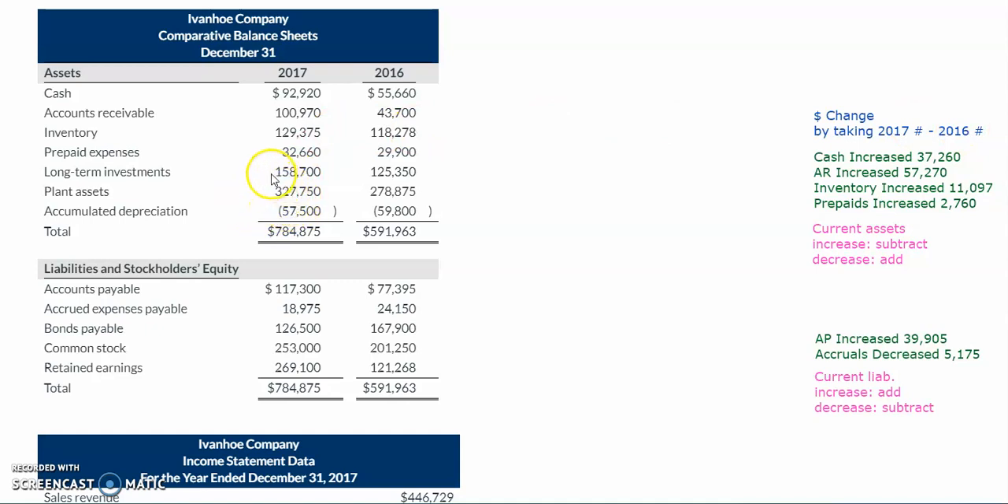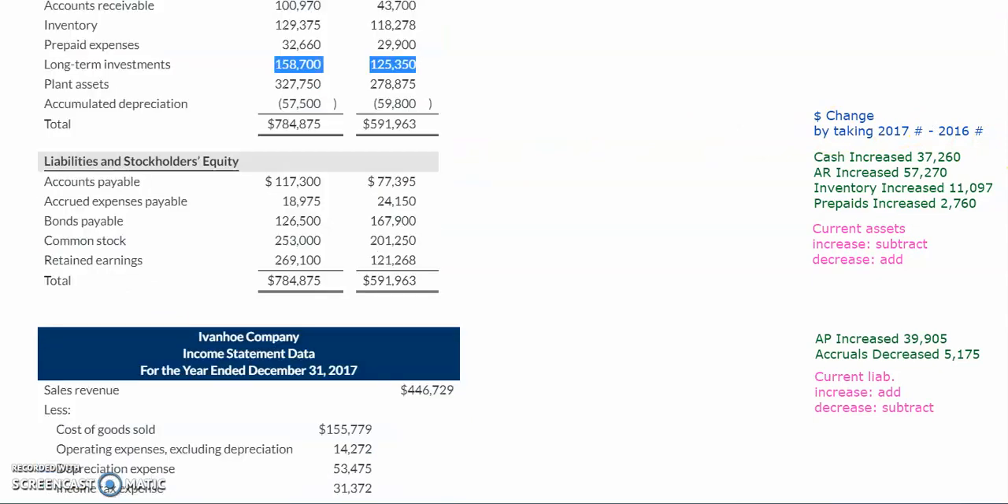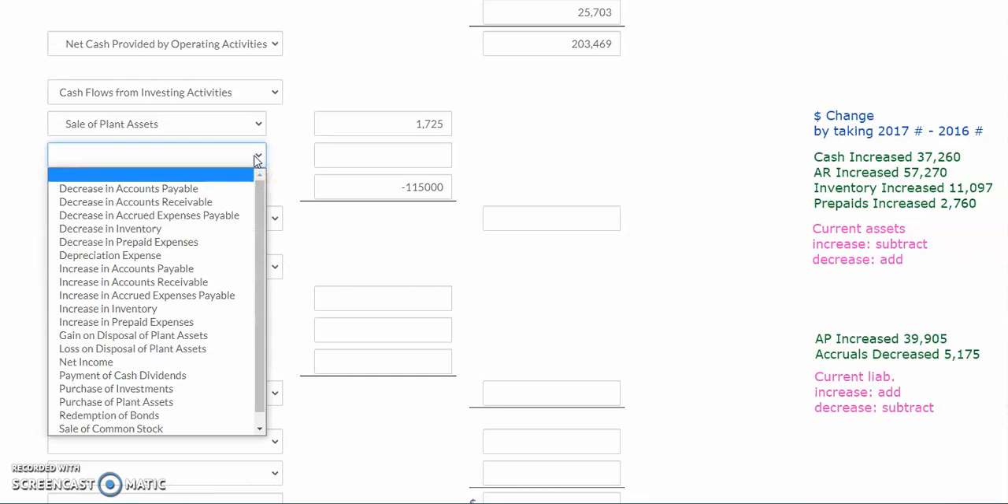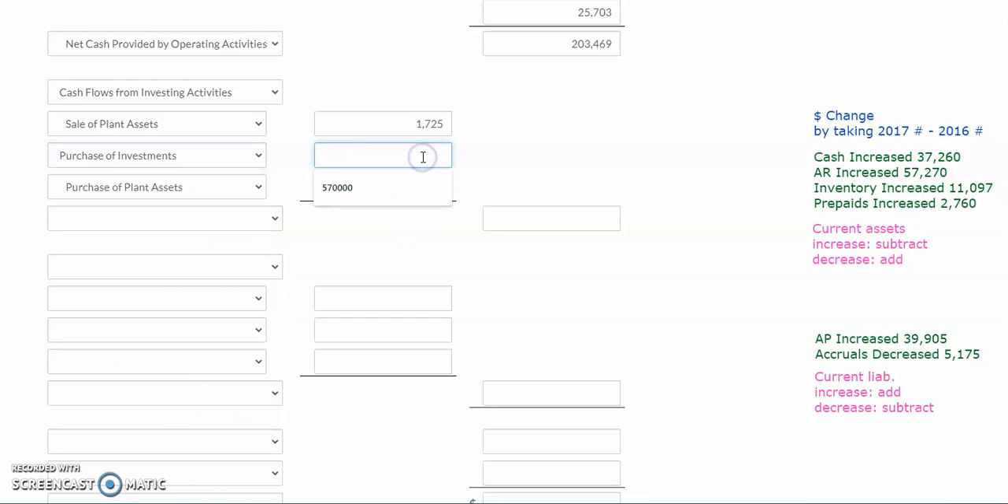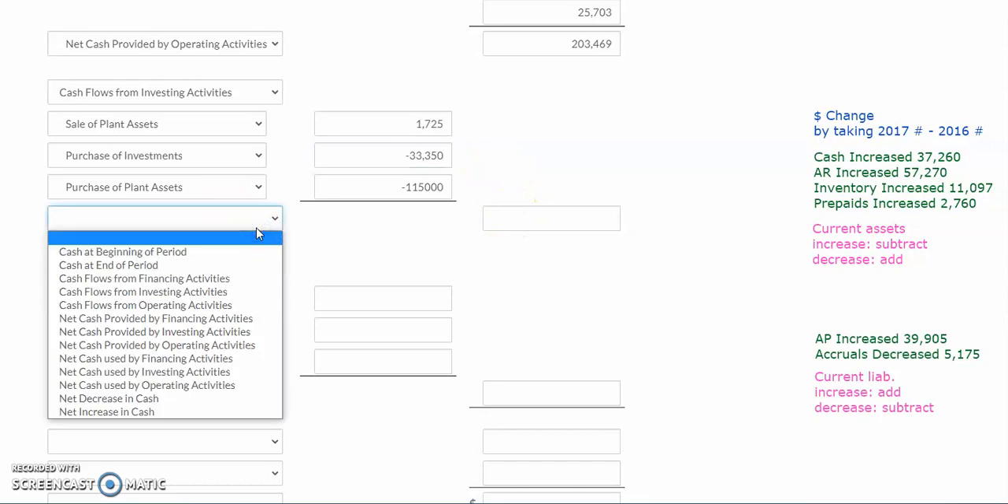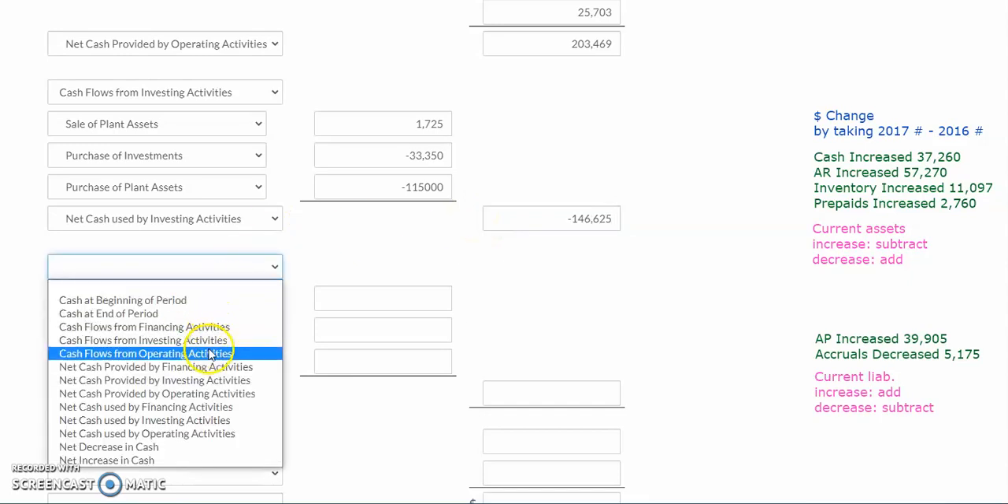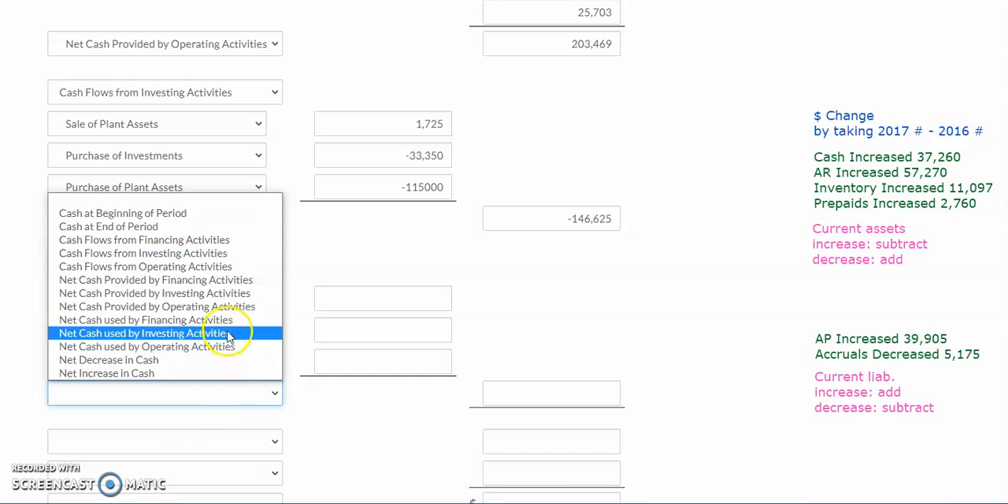Okay. So going back to this section above, the purchase and the sale deals with the plant assets and the accumulated depreciation. Now I need to compute the dollar change in the long-term investments because the increase was all due to purchases. There were no sales mentioned. So the purchase of investments, when you compute the dollar difference, will be a $33,350 difference, and that is for the purchase of investments, and that'll be an outflow. So your net cash that is used by investing activities, because it's a negative number, is $146,625.